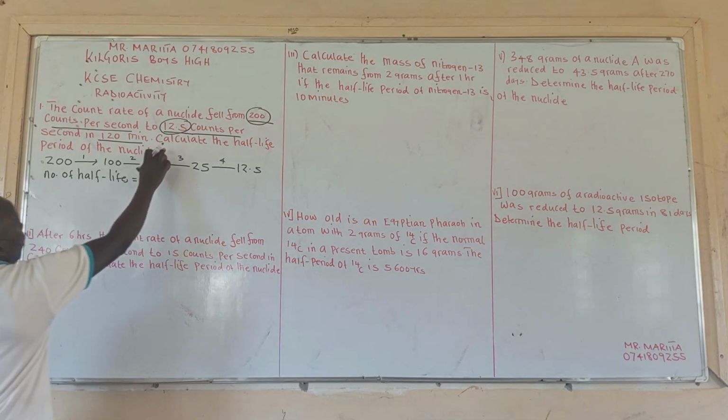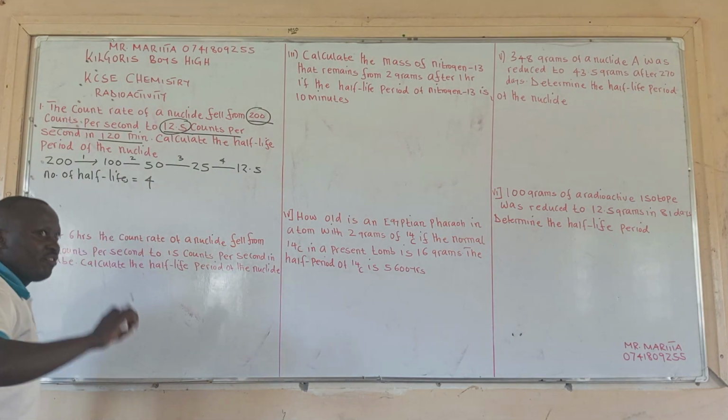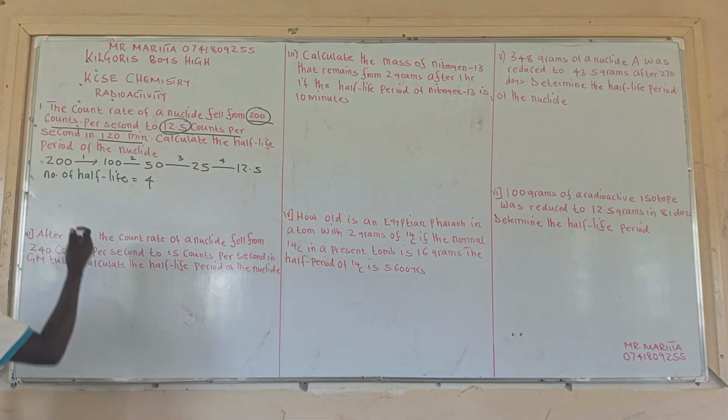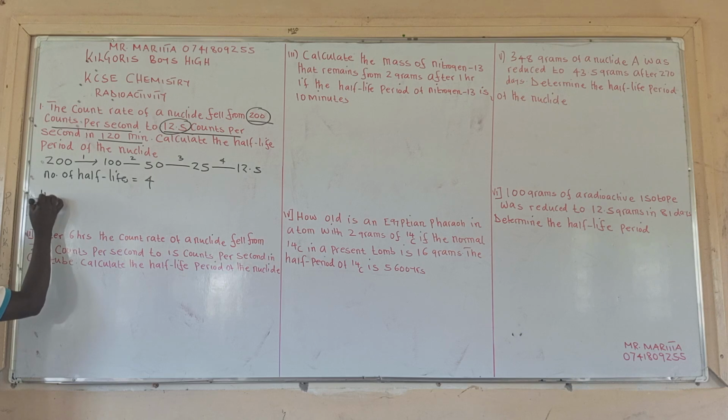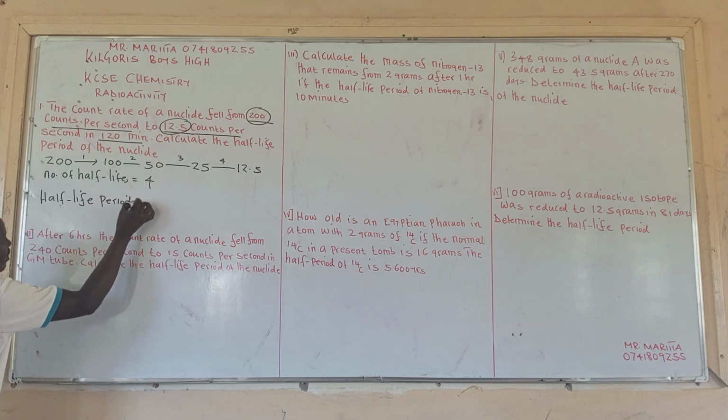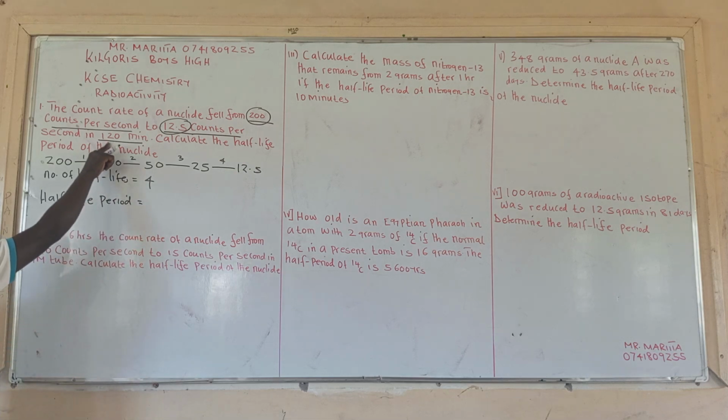Now in our question we have to calculate the half-life period. So to calculate the half-life period, the half-life period is equal to P. We have 120.